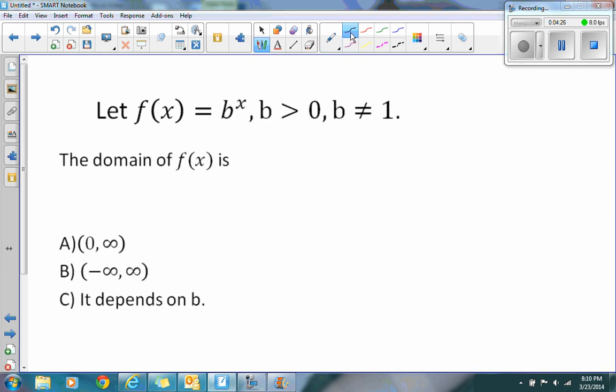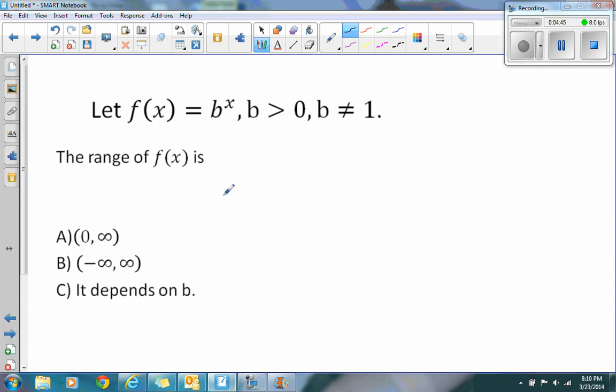When we are looking at exponential functions, the domain is the set of numbers that we get to plug in for x, and there's nothing that's going to make that exponential function undefined. So our domain is going to be all real numbers. Our logarithm is where we have to worry about restricted domains.